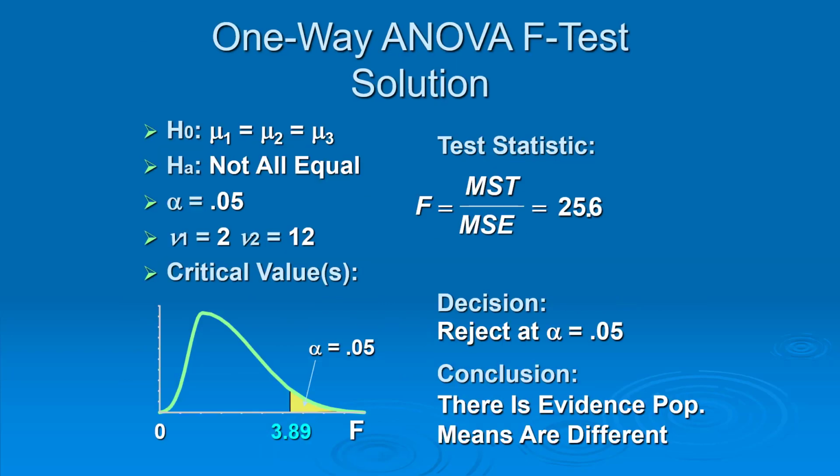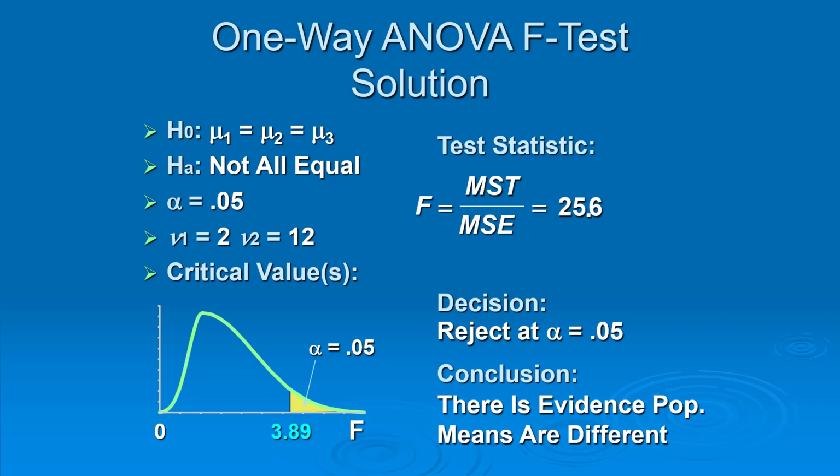Suppose the assumptions are met. The null is that the means are the same. The alternative is that they are not the same. The test statistic is 25.6. Looking at the table, for alpha equal to 0.05, the degrees of freedom are 2 and 12. The corresponding F value is 3.89.